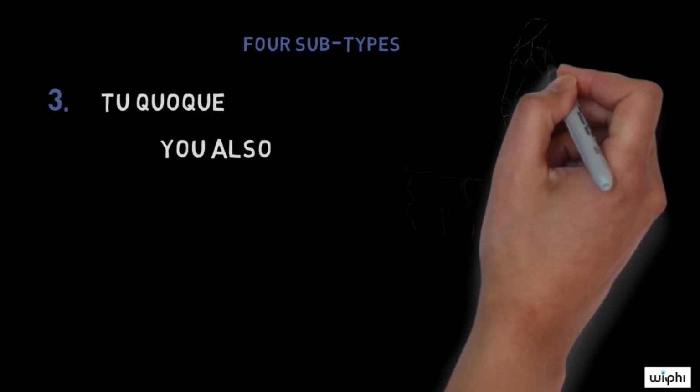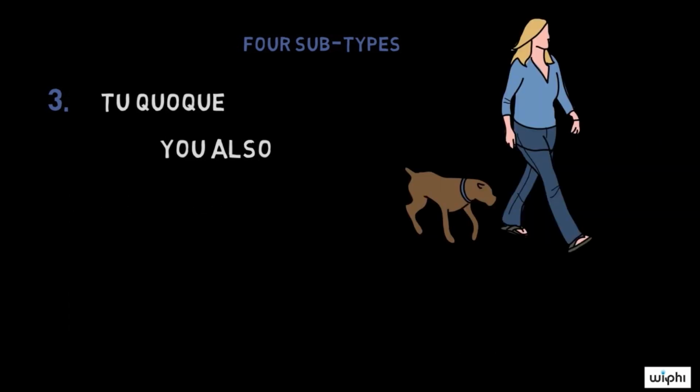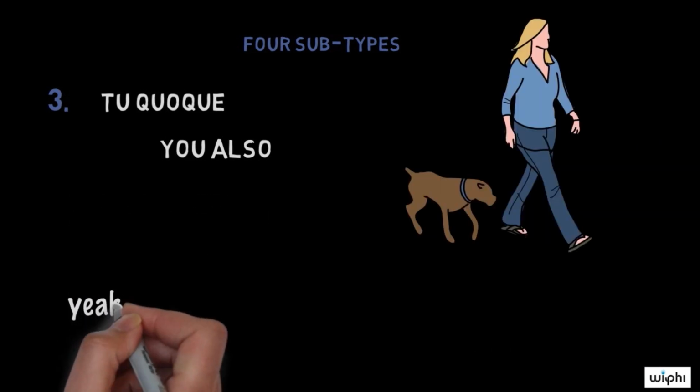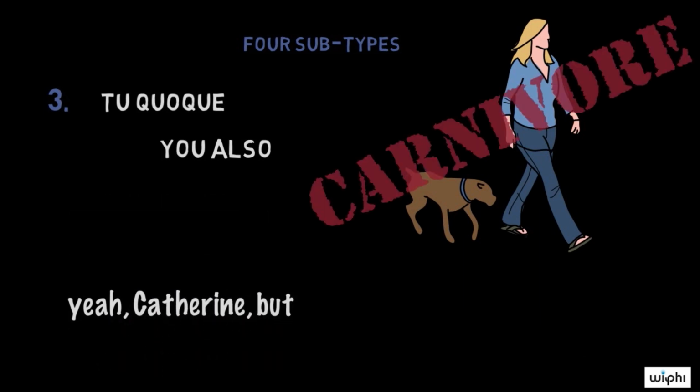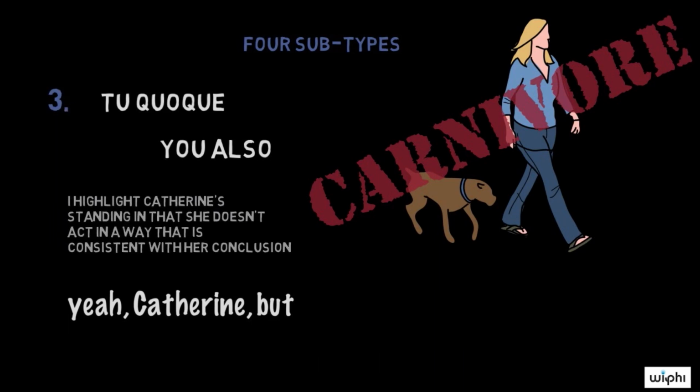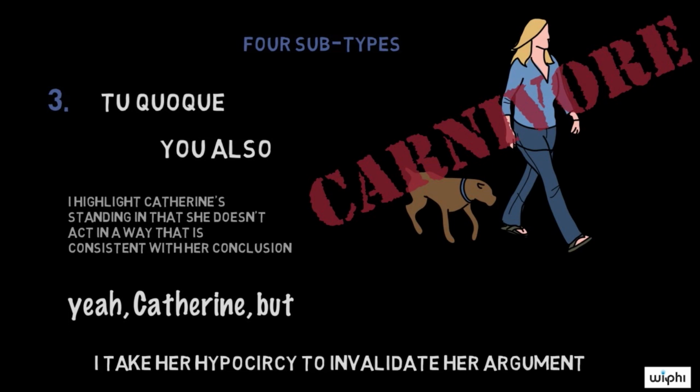The third type of ad hominem fallacy is called tu quoque, which roughly means you also. To explore this variation of the fallacy, let's return to our previous example. But suppose that my reply to Catherine's argument were, yeah, Catherine, but you eat meat, so you support the killing of animals for food. Your argument must be invalid. In this case, I highlight Catherine's standing in that she doesn't act in a way that's consistent with her conclusion. I take her hypocrisy to invalidate her argument, or at least to be a reason to reject her conclusion.